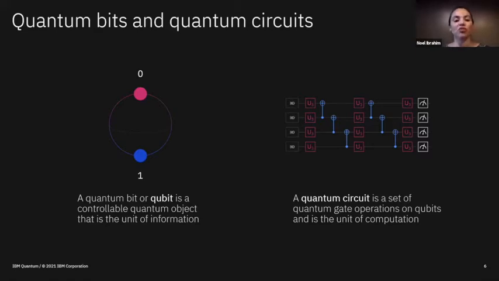Now, the laws of quantum mechanics, including entanglement, superposition, and interference, allow the quantum computer to operate on zeros and ones in parallel, and then perform operations using quantum circuits to get to the correct answer to a given calculation. Now, on the right here, we see a quantum circuit.